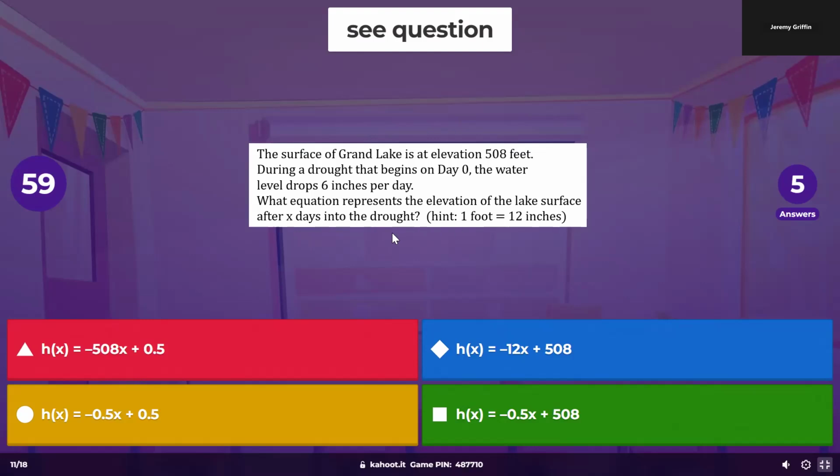Again, this is all going to be in feet. So on day 0, we're at 508 feet. After that, day by day, we're losing a half a foot per day. So it's going down, down, down, down, down.